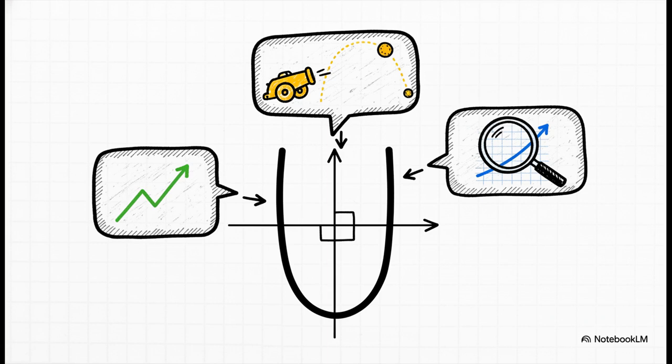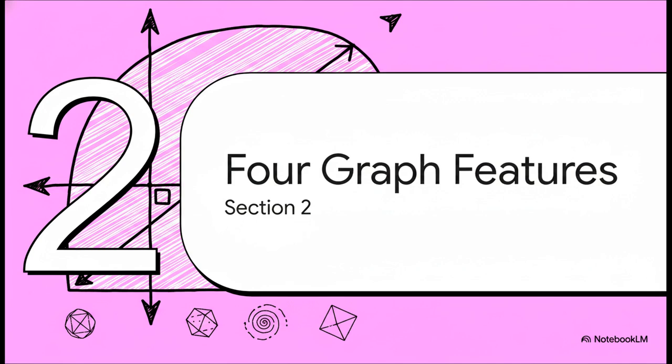It lets us predict profits for a business, track flying objects in physics, or analyze data trends. When you learn how to spot these features, you are essentially learning how to read the future of that equation. How cool is that? Moving right along to Section 2, 4 key graph features.